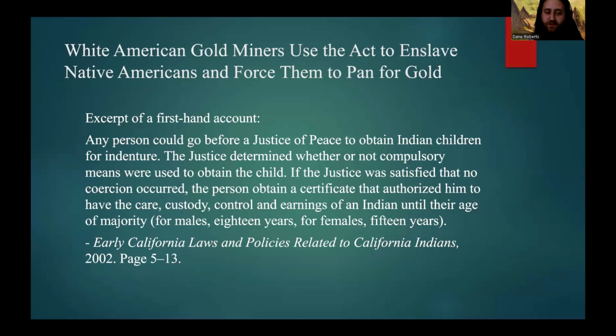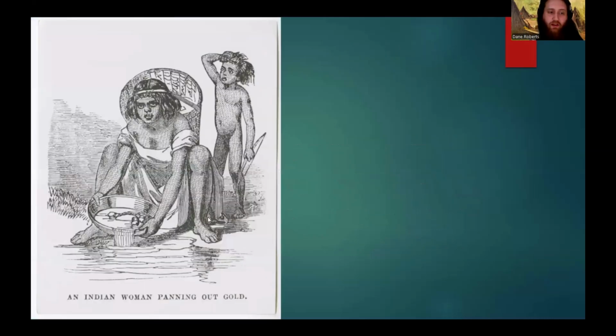So again, this first-hand account shows just how quickly white Americans were using this act to enslave Native Americans and force them to do labor such as panning for gold. And here's again the source I got this information from. And here's a picture of an enslaved Native American woman panning for gold.